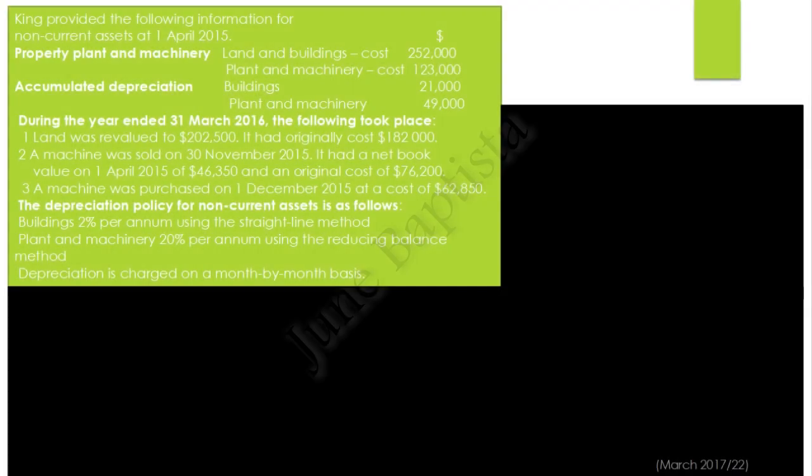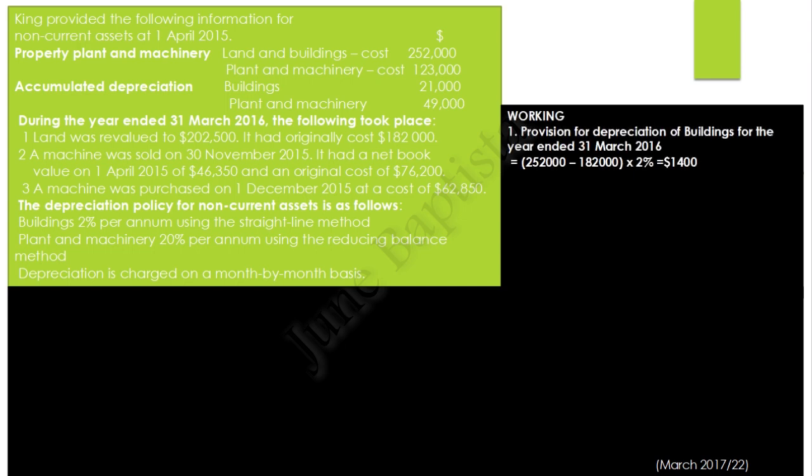This is an interesting example adapted from a past paper. Pause the video for a while to study all the information given carefully. Let us start with the working. Working 1. To calculate the provision for depreciation of buildings only for the year ended 31st March 2016. It works out to 2% of $252,000, the historic cost of land and buildings, minus $182,000, the historic cost of only land, to give us $1,400.